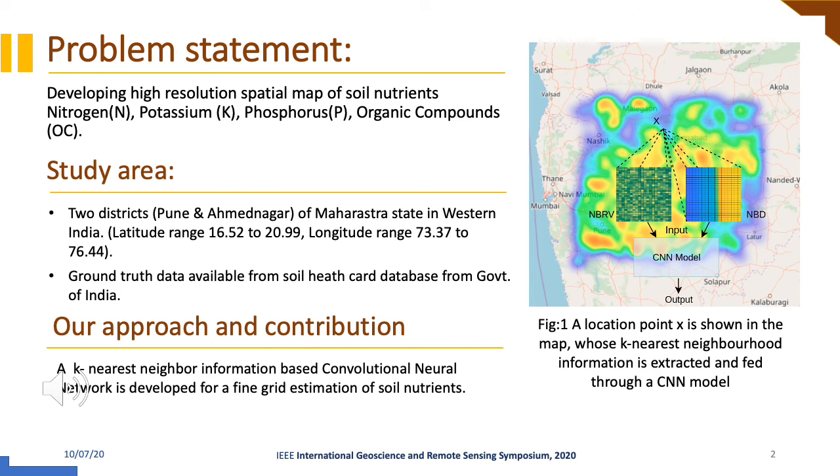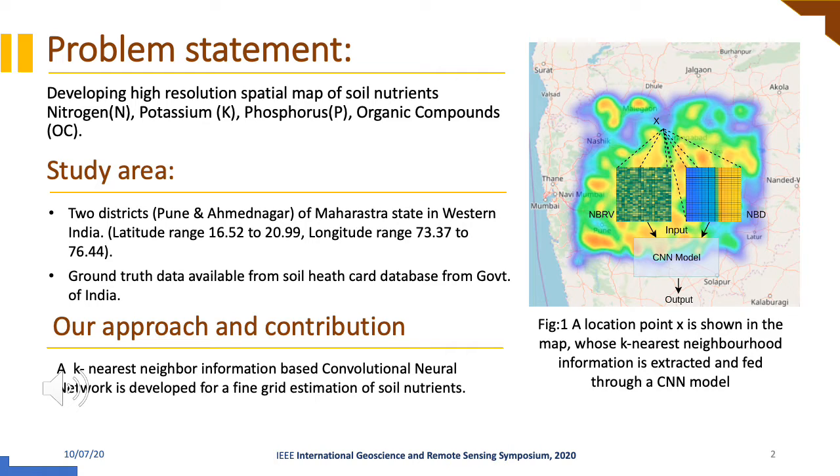We developed high-resolution spatial maps of soil nutrients: nitrogen, potassium, phosphorus, and organic compounds. Our study area is two districts, Pune and Ahmednagar of Maharashtra state in western India. We used ground truth data available from the soil health card database from the Government of India.